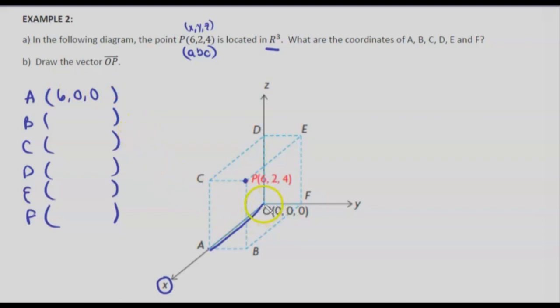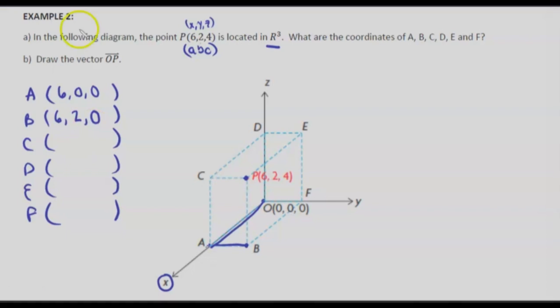Now B. B is here. So we're going in the X direction and then the Y direction. So the X we fill in, which is 6. The Y we fill in, which is 2, but we're not going in the Z direction. For C, we go in the X direction and then the Z direction. There's no Y direction there. So the Y would be 0, and then we would sub in the 6 and the 4.